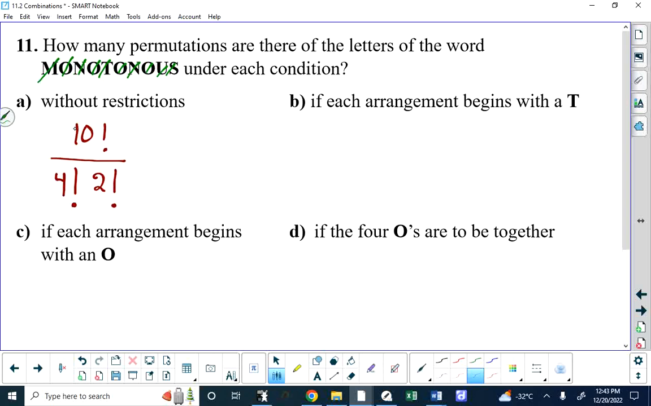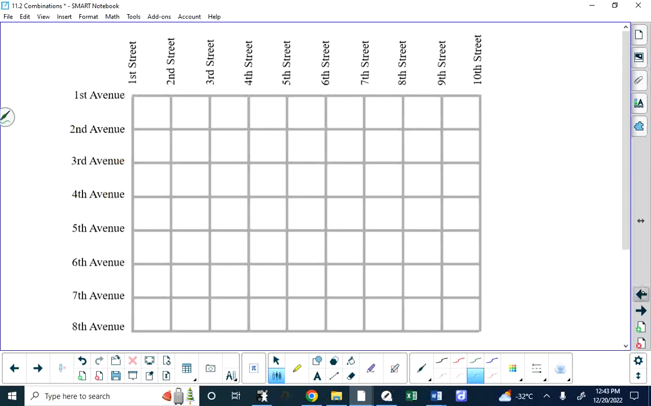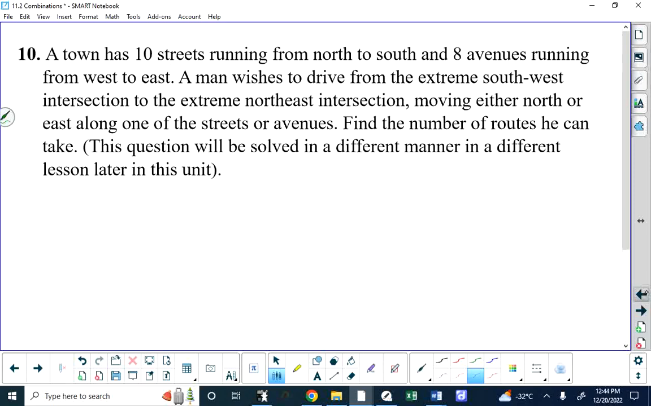Can you take a look at your work, please, and see if you have any questions you would like me to go over? Annalie? 10. This one right here? Okay. Well, it doesn't actually give you the diagram, does it?